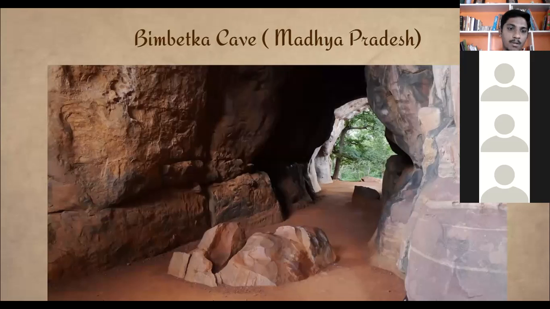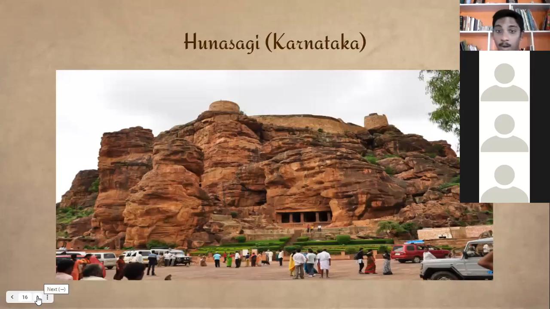So now, Hunasaki is a big mountain, a lot of rock, and here people used to live inside. Sir, where is it? It's in Karnataka. The district name is Yadgiri district.